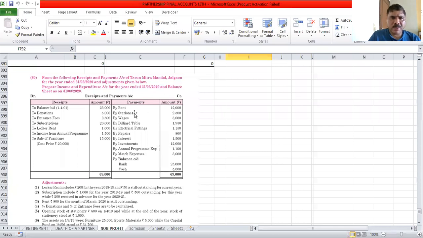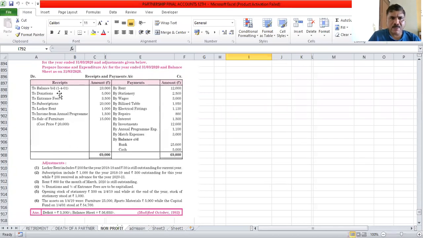So the receipt and payment account is given. Balance on 1st April 2019, it's supposed to be 1st April 2019, that is a printing error. So 23,000. Then donation, entrance fees, subscription, locker rent, income from annual programs, sale of furniture at a cost of rupees 20,000. And on the payment side, we have rent, stationery, wages, billiard table, electrical fittings, repairs, interest, investment, annual program expenses, match expenses. Then we have balance carried on cash or bank.